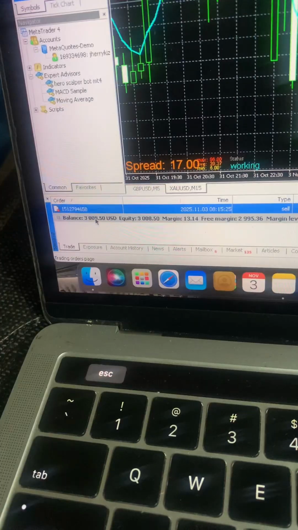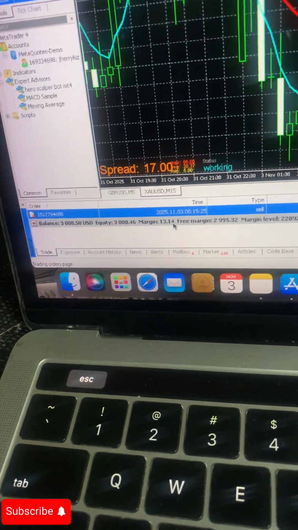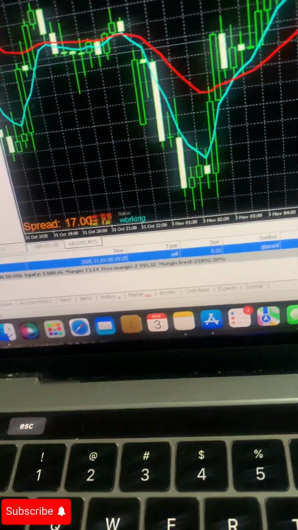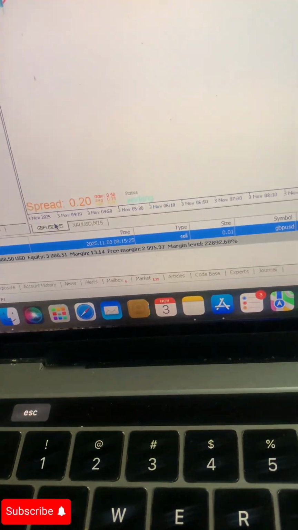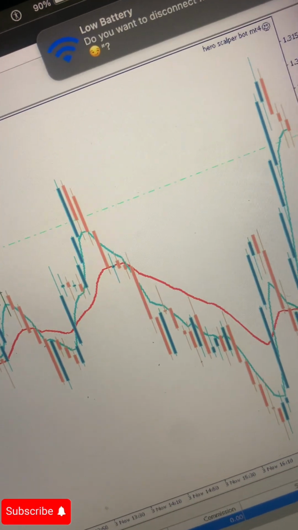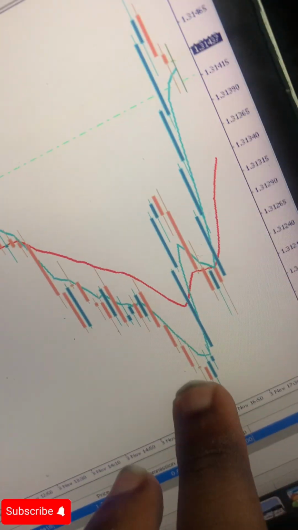So like this now, I'm in profit of $8. Let me check, balance 2008, equity 3008. You see it? Then this one that is dragging us back now, this GBP USD. Normally I would have closed it, but I don't want to tamper with where the bots have placed this thing. Do you understand? It came all the way to this point and then went back.